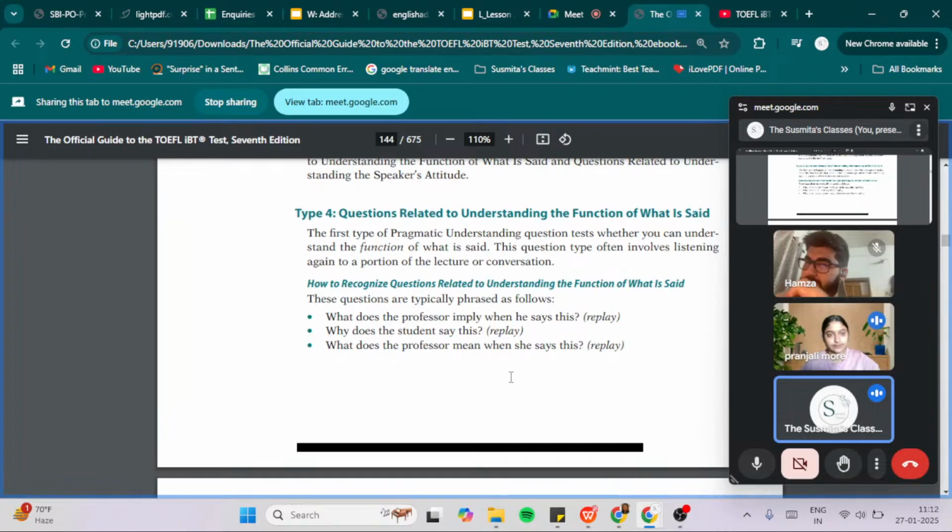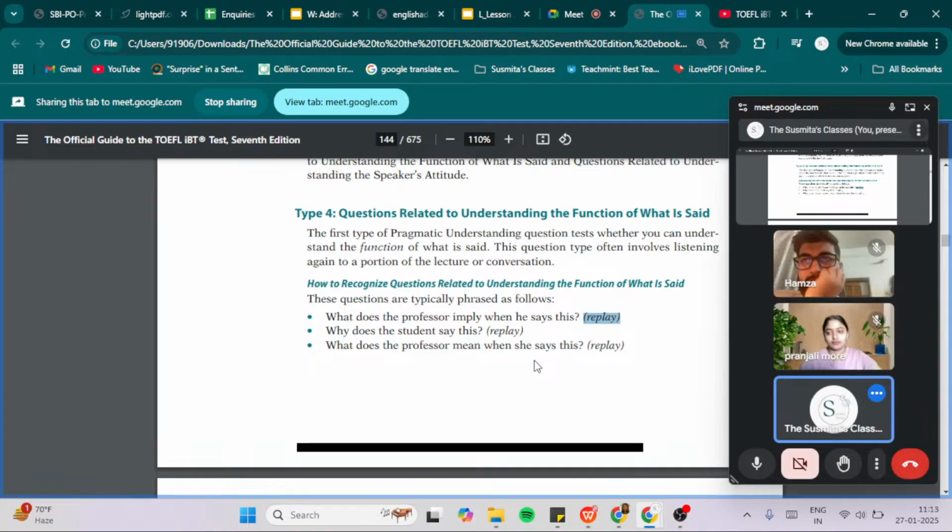Now let's look at the first question that we have, that is the function question. As I told you, function question के लिए always replay का option आएगा ही आएगा. You will always get a replay option over here. What does the professor trying to say? If you remember that conversation, that's the audio we will listen to. We heard a conversation between a professor and a team, and in that he says, oh, family is very important.